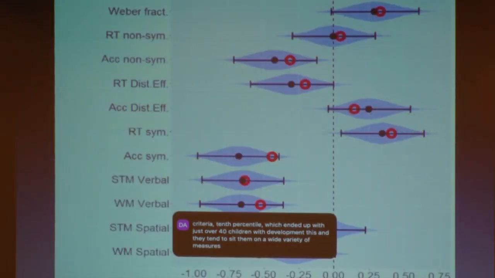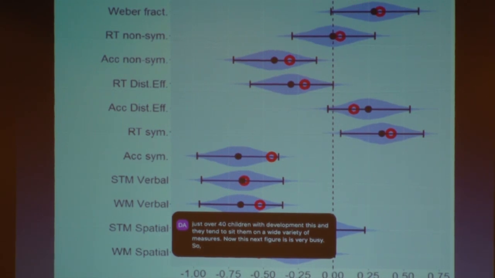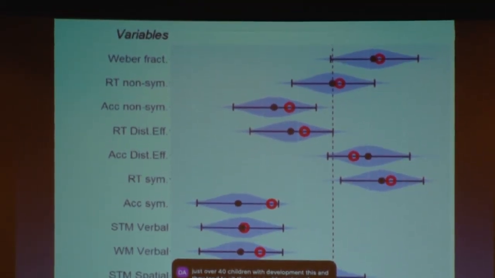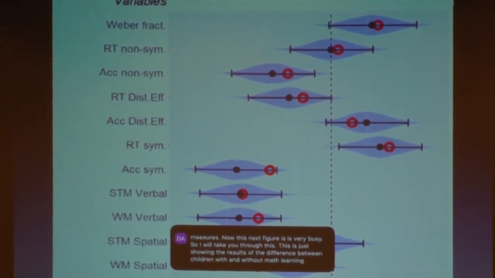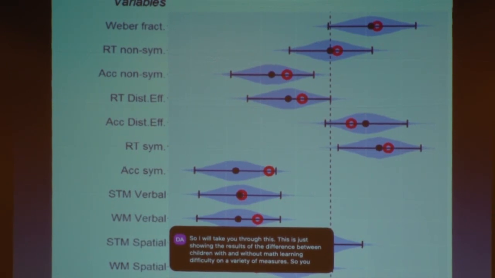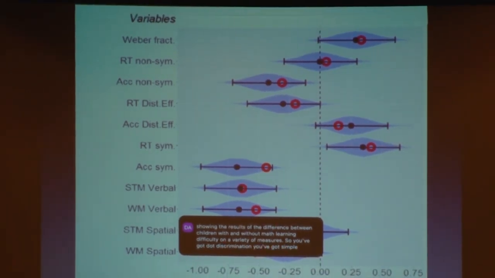Now, this next figure is very busy, so I will take you through it. This is just showing the results of the difference between children with and without math learning difficulty on a variety of measures. So you've got dot discrimination, you've got symbolic discrimination, you've got working memory, both verbal as well as spatial, and you see the standardized difference along the horizontal axis. And the little dotted line in the middle is the 0 point. That would indicate that the groups don't differ.